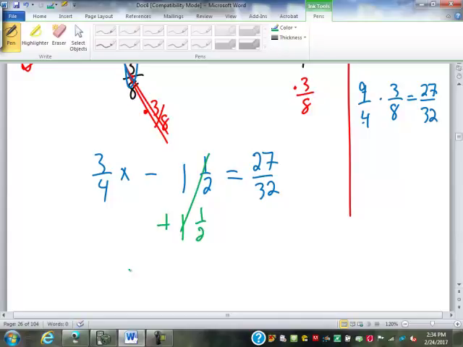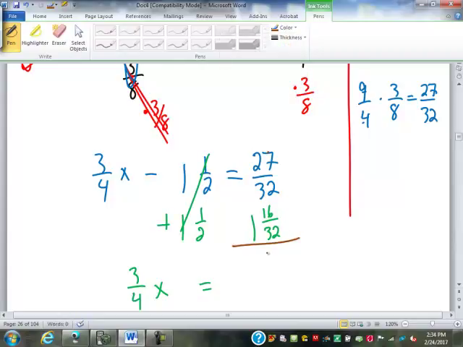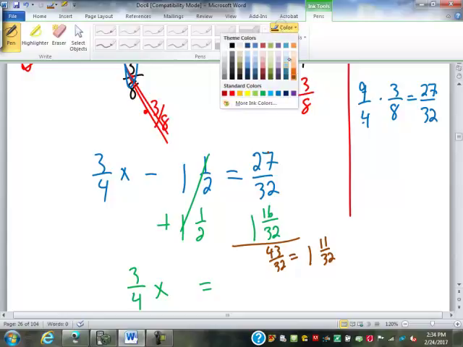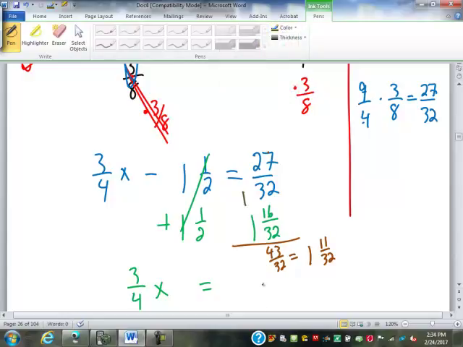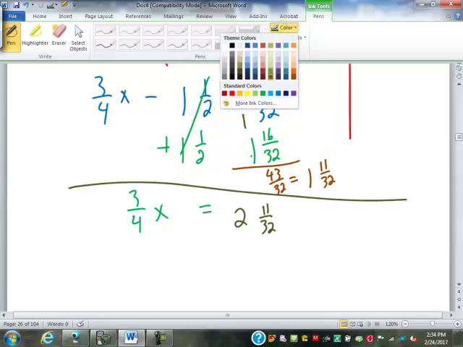Add 1/2. Very good. So 3/4 x here. Over here, I'm going to write this instead of 1/2. I'm going to write it as 16/32. 16 over 32 is just 1/2. 27 and 16 add to make 43/32. So that's 1 and 11/32. So I am going to carry the 1, and I'm going to keep the 11/32. 1 and 1 makes 2. So I have 3/4 x equals 2 and 11/32. What's my final step?